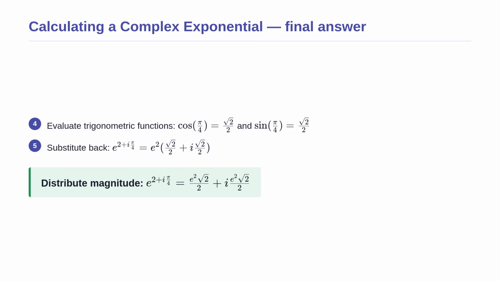Continuing with our calculation, we evaluate the trigonometric functions for pi divided by 4 radians. Both the sine and cosine of this angle are equal to the square root of 2 divided by 2. This tells us that the resulting point lies exactly on the diagonal line, where the real and imaginary coordinates are equal. Finally, we multiply the outside magnitude, e squared, into both terms inside the parentheses. Physically, this means if you start at the origin, you walk this specific distance to the right and the exact same distance upwards. We have successfully transformed our original grid point.